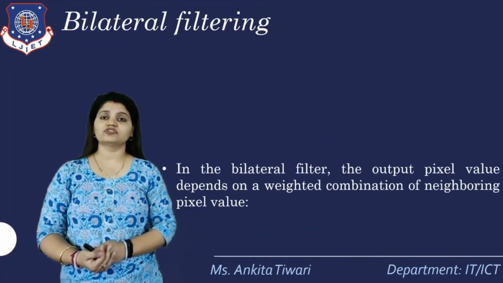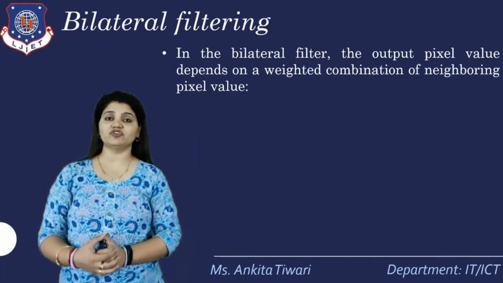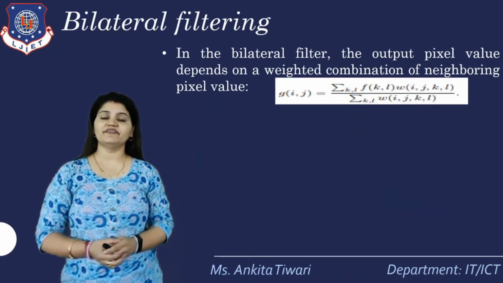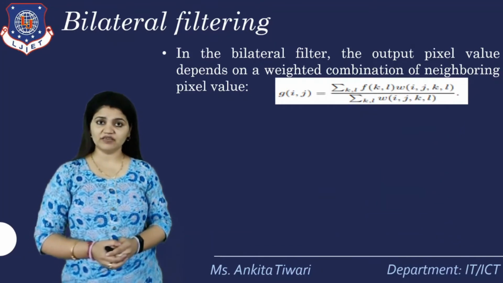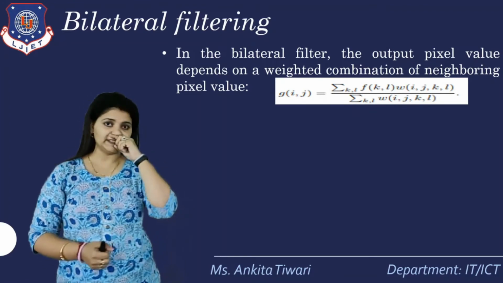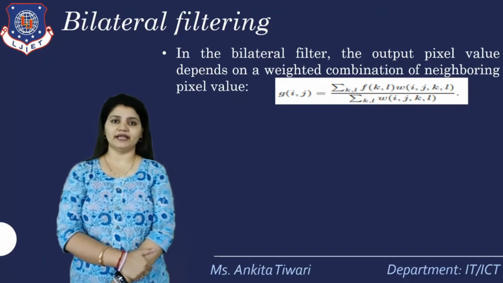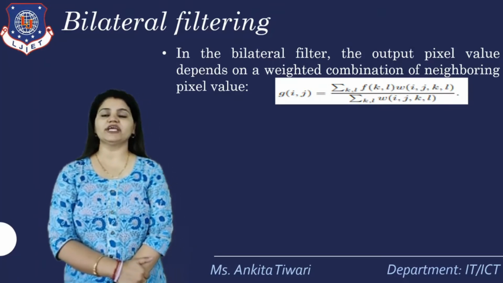In bilateral filtering, the output pixel value depends on a weighted combination of neighboring pixel values. How? We have a formula: g of i comma j equals the sum over k comma l of f of k comma l times the weight w of i j k l, divided by the summation over k l of w of i j k l.